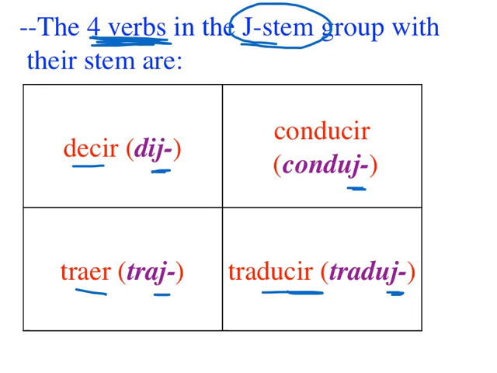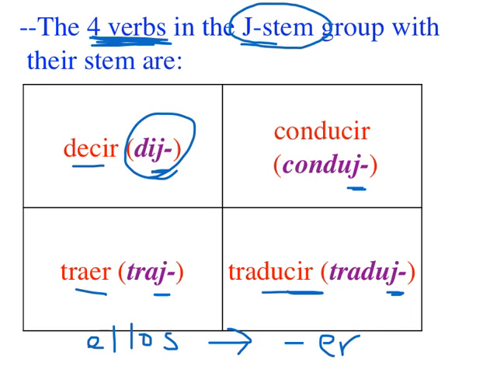So, number 1, know the endings. Number 2, learn the stem. Number 3, apply the endings. So go ahead and form these verbs. Don't forget that the ellos form ending is just simply E-R-O-N. Don't forget that. And we'll practice more en clase.